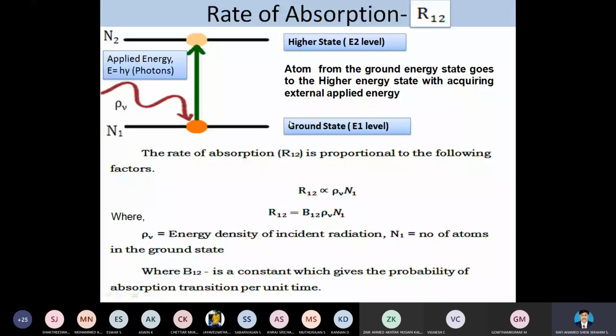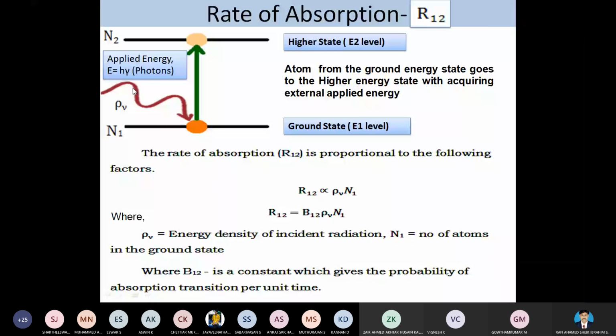So we have the ground state and the higher state. Initially, all the atoms are available in the ground state. For these ground state atoms, we are going to supply energy. That energy is the applied field. We can apply two types of energies. One is electron beams and the second is photons. We can apply an electron beam as input energy, or we can apply photons as input energy.